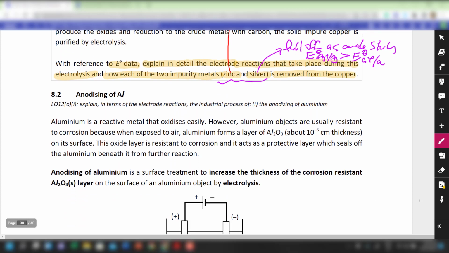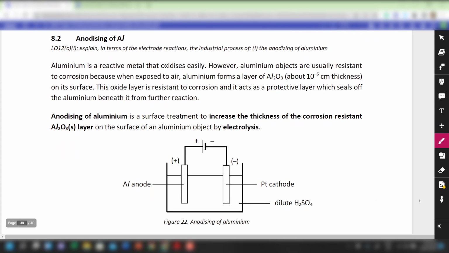Okay, then another process we need to be aware of. The first one is the electrolytic purification of copper. The second one will be the anodizing of aluminium. Aluminium is a reactive metal that can be oxidized easily, but we want the aluminium object to have a fairly constant thickness layer of aluminium oxide. The process of getting this particular surface treatment, this coating, is known as anodizing of aluminium.